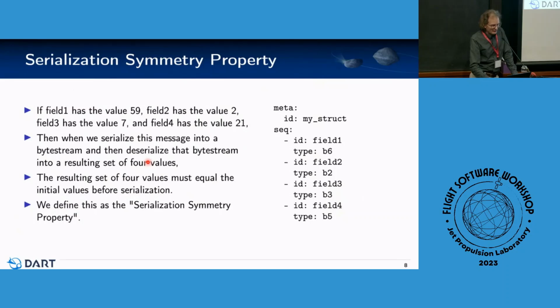So that was the first property. The second one is kind of a symmetry argument: if you serialize your data stream and then you deserialize it, the initial values are the same as the values that you get out at the end. We'll say that's our symmetry property.